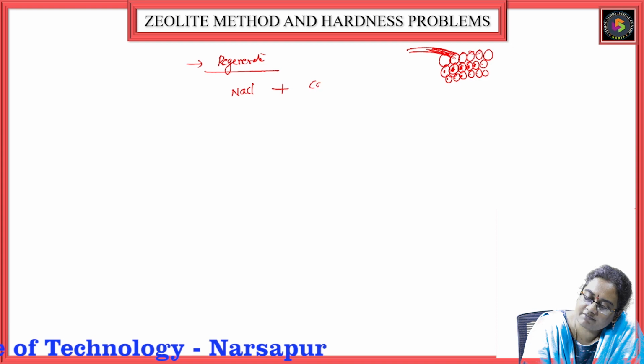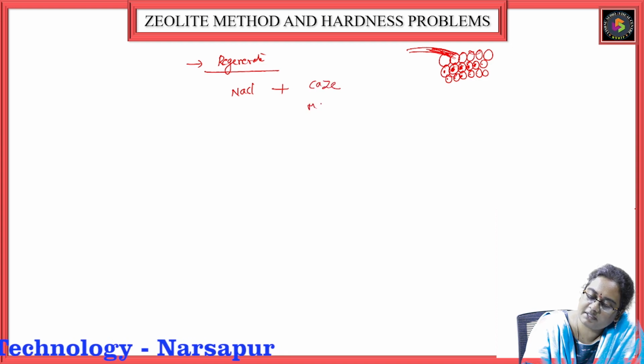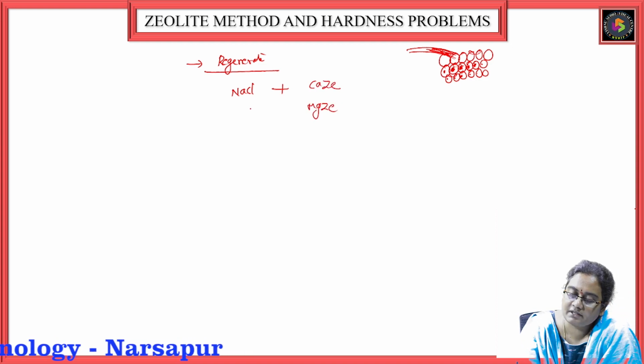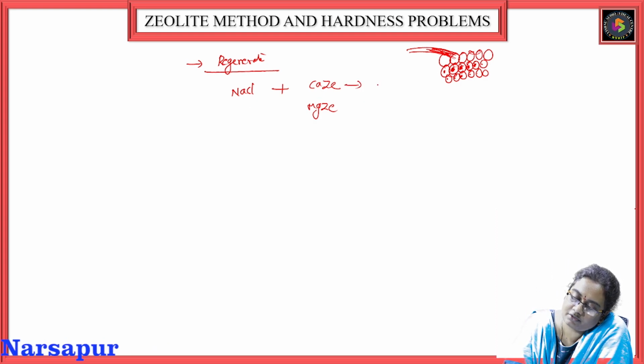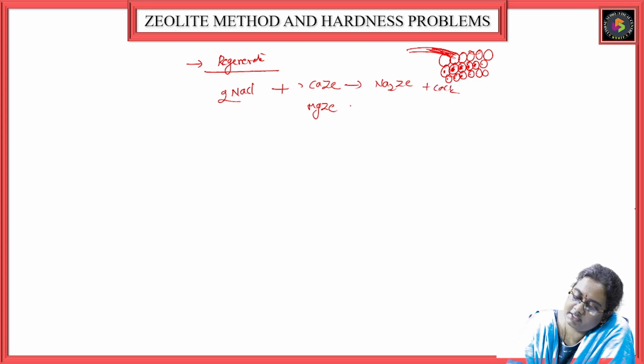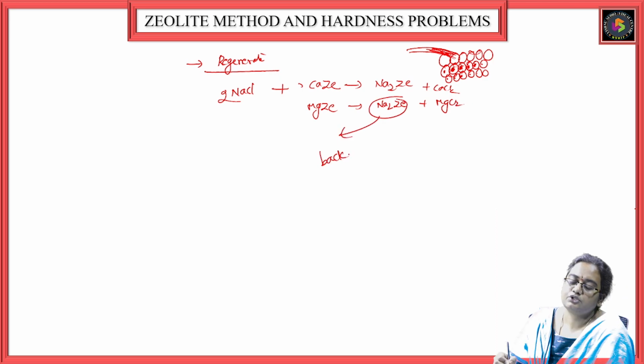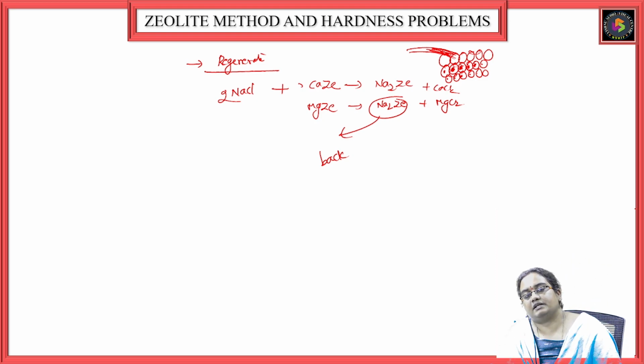How the regeneration is happening means, we are sending your NaCl. Now the zeolite is having calcium zeolite or magnesium zeolite. Then what is happening here? This NaCl gets reacted. Because of that, we are going to get 2NaCl now, so Na2Ze plus CaCl2. And here also we will get Na2Ze plus MgCl2. That means our zeolite is back. So that means it is ready for further filtration.